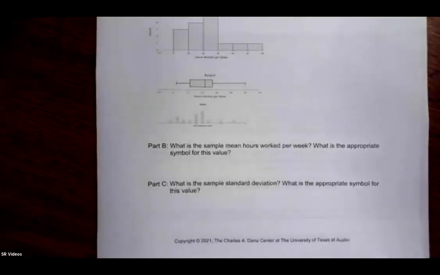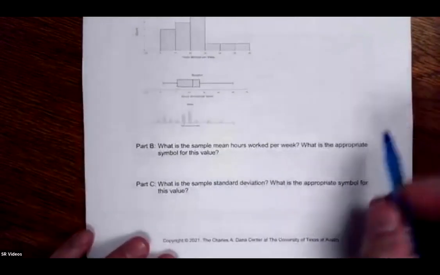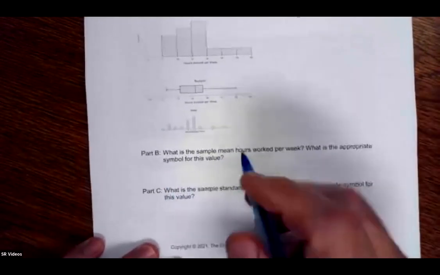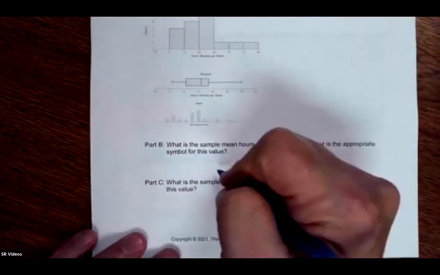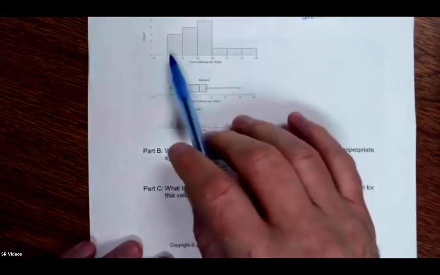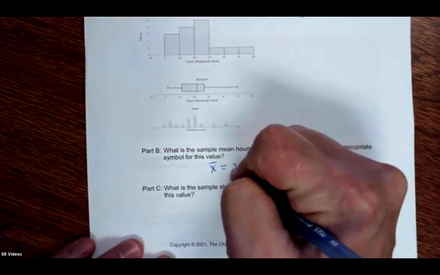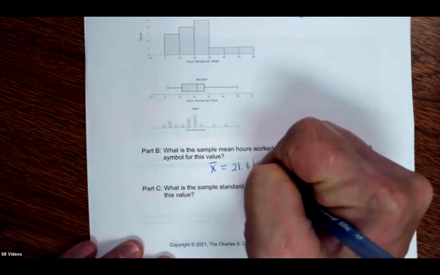Now it asks us, what is the sample mean hours worked per week? Looking at the descriptive statistics and using the appropriate symbol, remember the symbol for sample mean is x bar. So x bar, for our average of our 15 students, the average hours worked per week for these 15 students is 21.6 hours.